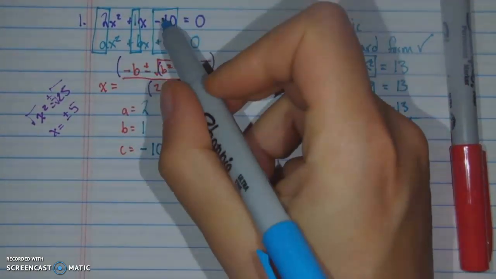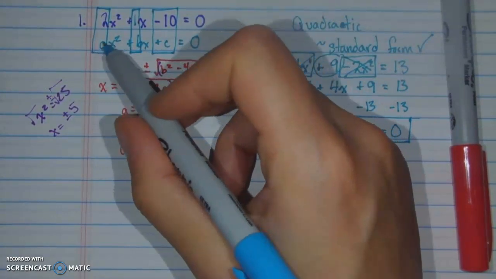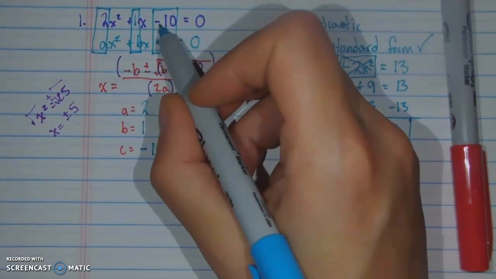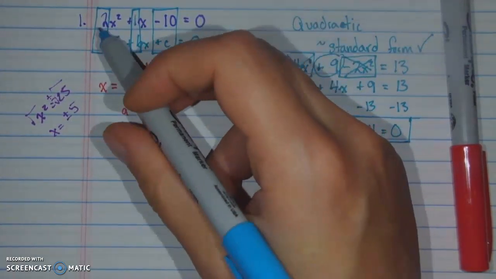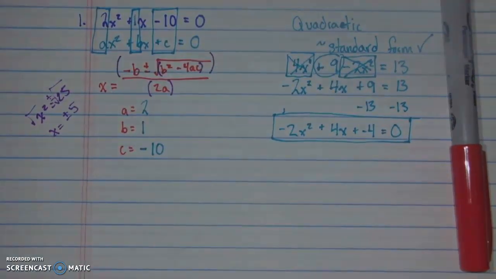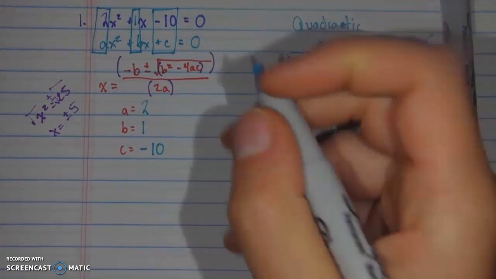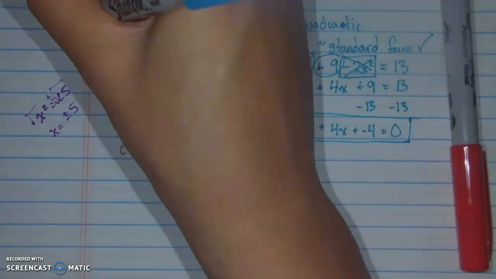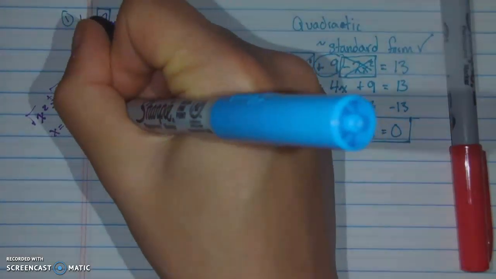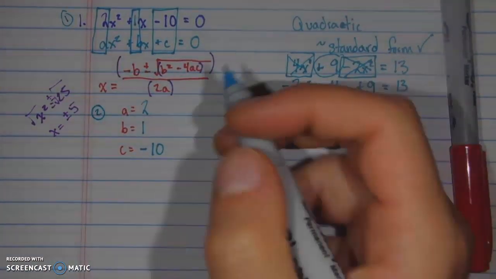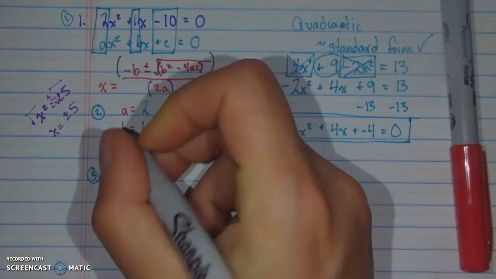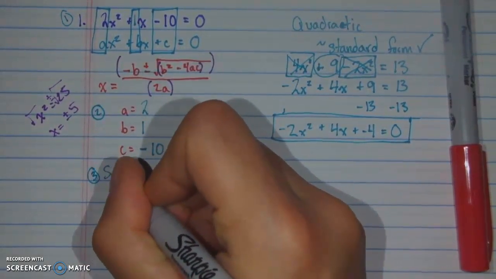So always watch your signs here. These are assuming that these are all positive. So if you have a minus, this is going to have to be a negative. And this one is positive, so it's positive 1. There's nothing in front of the 2, so it's a positive 2. Okay, so I have it in standard form, my first step. I have labeled each of my a's, b's, and c's. That's my second step. My third step is going to be I'm going to substitute it into my formula.